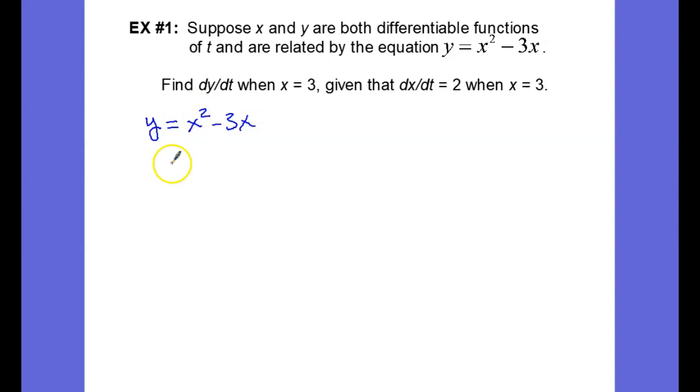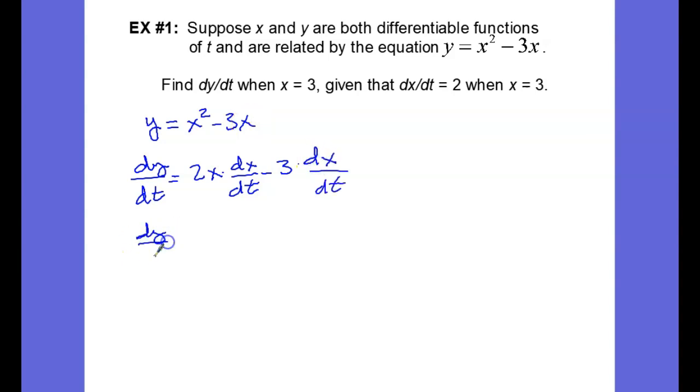And in step 4, we differentiate implicitly using the chain rule. And so the derivative of y is dy/dt, and that's going to be equal to 2x times dx/dt minus 3, and the derivative of x is 1 dx/dt. So we have dy/dt is equal to, and we can factor out the dx/dt, so we can rewrite this as (2x minus 3) times dx/dt, and that's going to be our derivative.